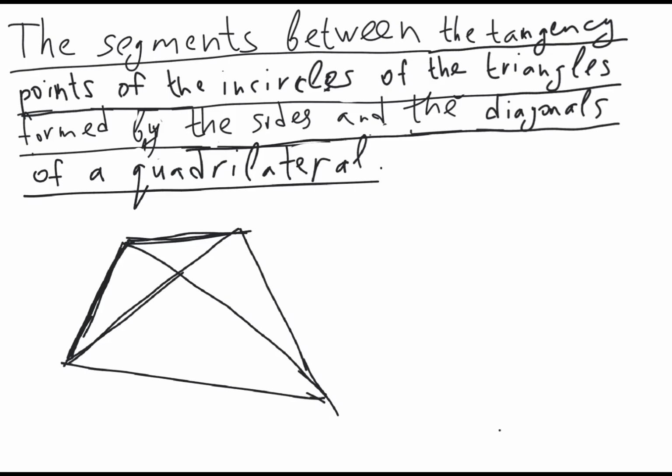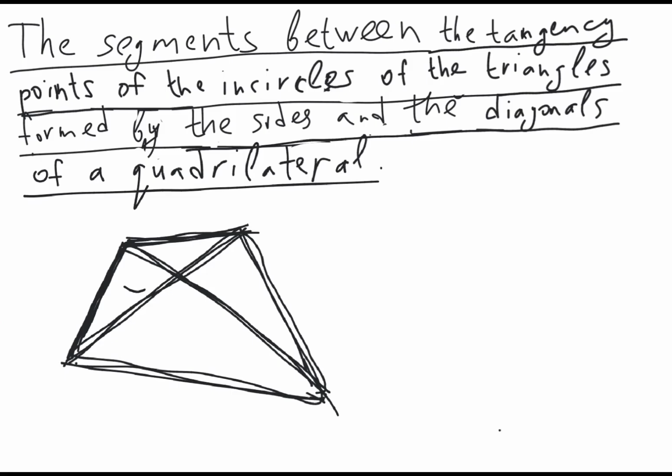So basically this triangle, this triangle, this triangle, and this triangle. So 4 triangles, and we consider the incircles of these 4 triangles. So a circle that touches these 3 sides, then a circle that touches these 3 sides, then the circle that touches these 3 sides, and finally the circle that touches these 3 sides.